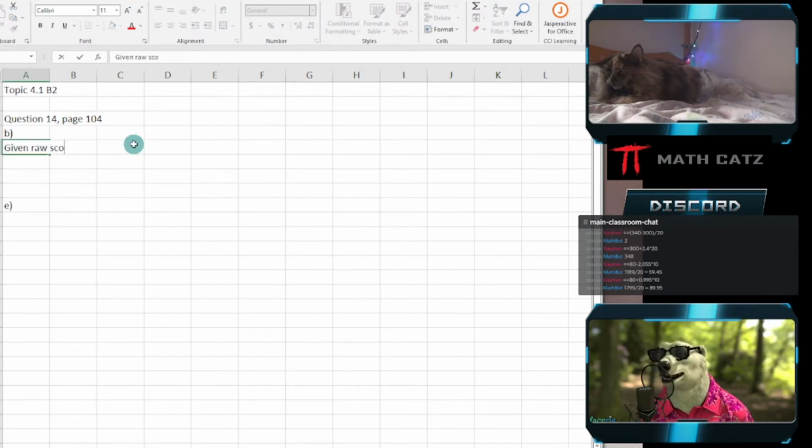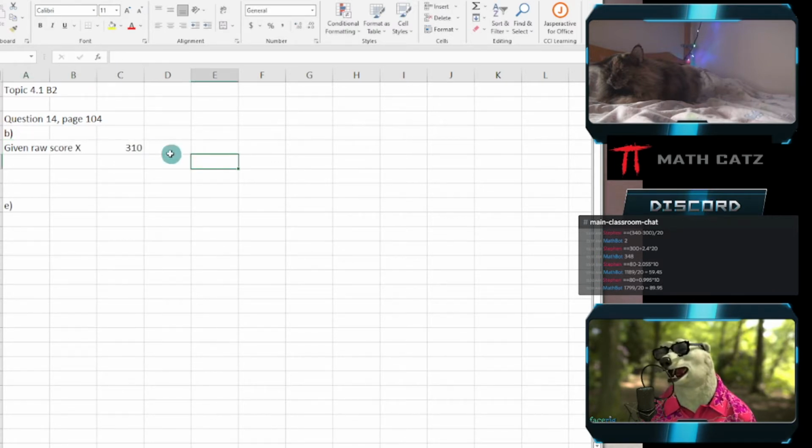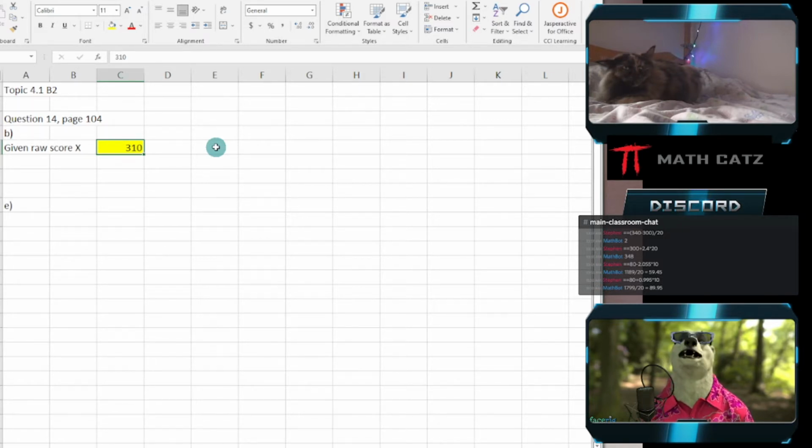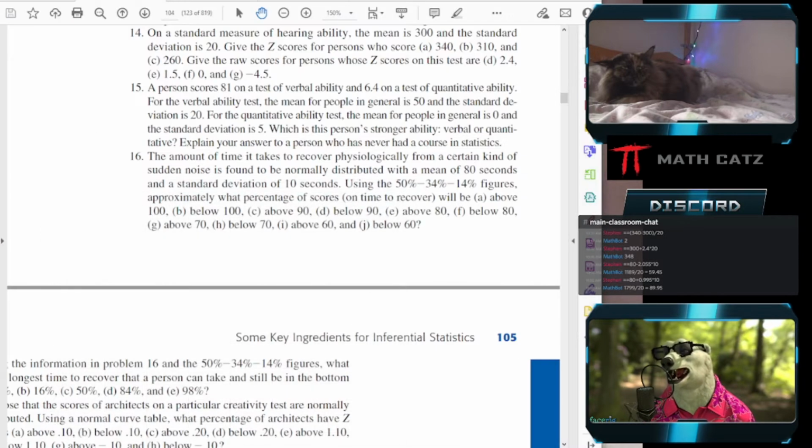Given raw score, let's call it X, and we'll put it over there as 310. I'm going with the convention of how I learned it. Yellow reminds me that it's an input cell. I am given these numbers, and green will be where I perform a calculation using that. Just as visual cues, what went where, how does the question relate to what I'm calculating here? Again, just a glorified calculator, essentially, for our purposes. And we want to find up here the corresponding Z score.